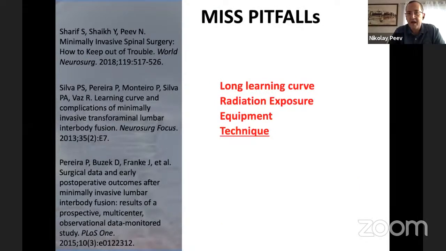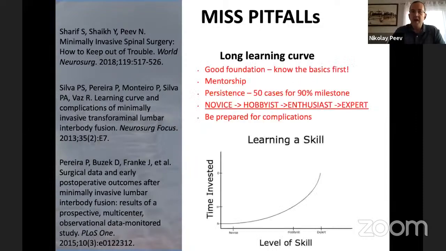There are pitfalls, of course. It's a long learning curve. There is radiation exposure because you would use a lot of X-ray in order to do different minimal invasive techniques. You need special equipment, and you need to get the proper technique in your hands.